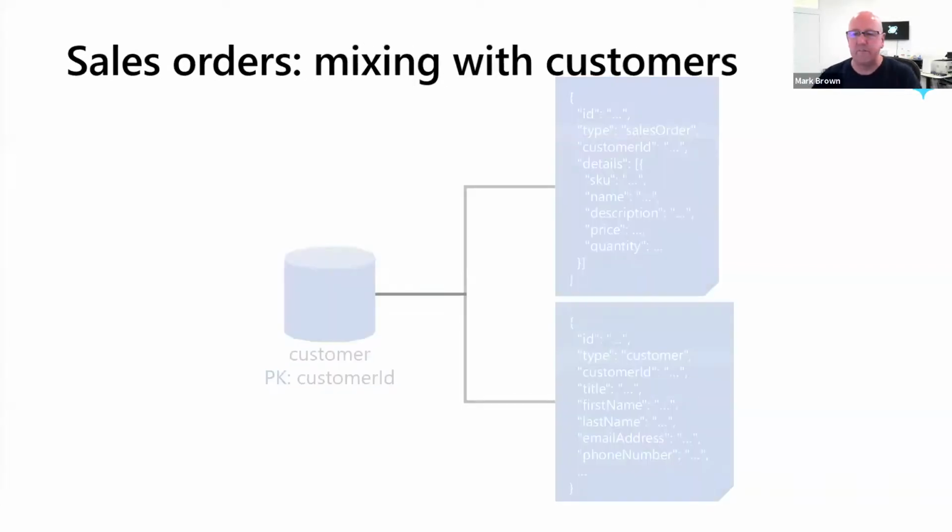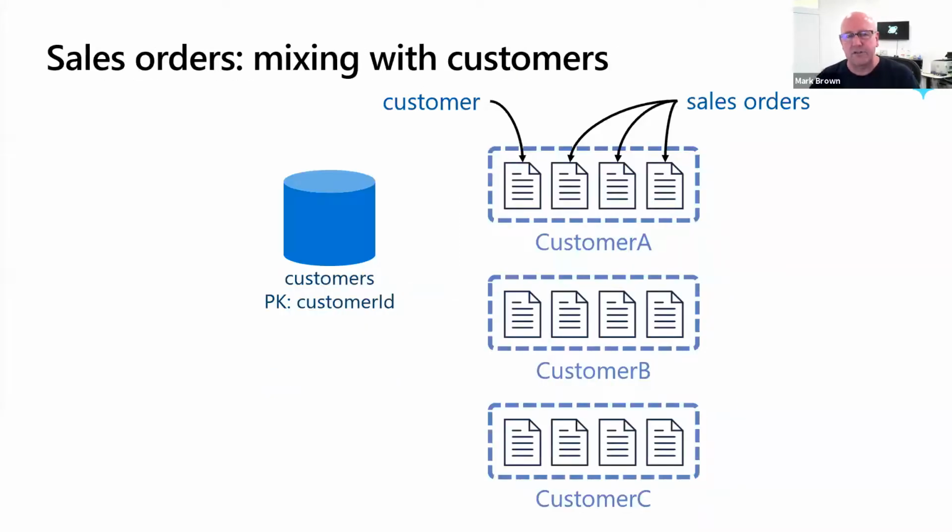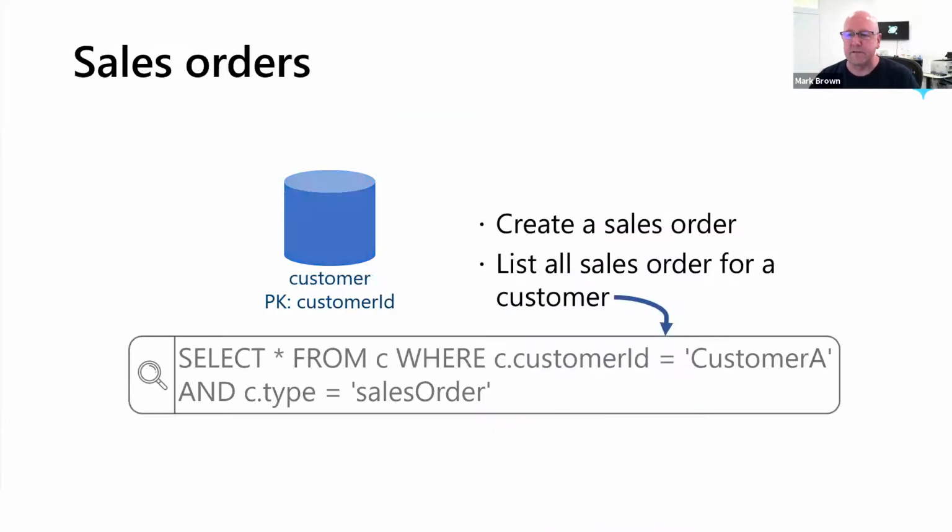Okay, so now what we have is a container where each logical partition is going to contain exactly one customer record and all that customer's sales orders here. So now if I want to get all the sales orders for our customer, I simply run this query: SELECT * FROM c WHERE c.customerId = customer A AND c.type = sales order. Okay, so let's see what that looks like. Go back to a demo here.